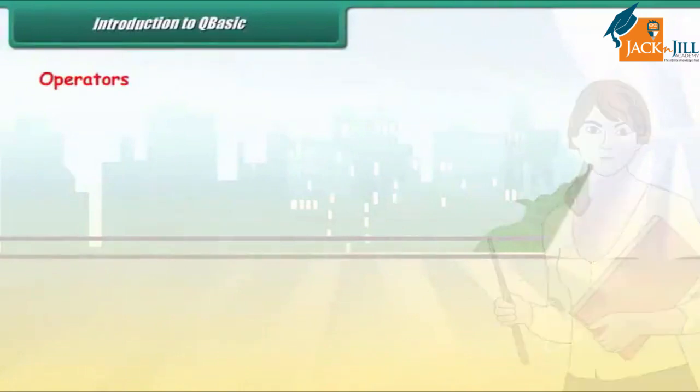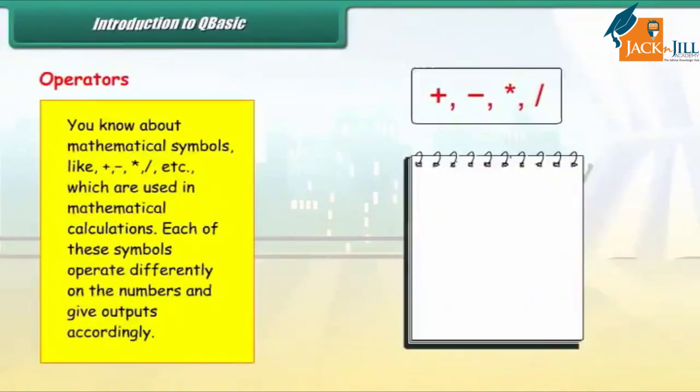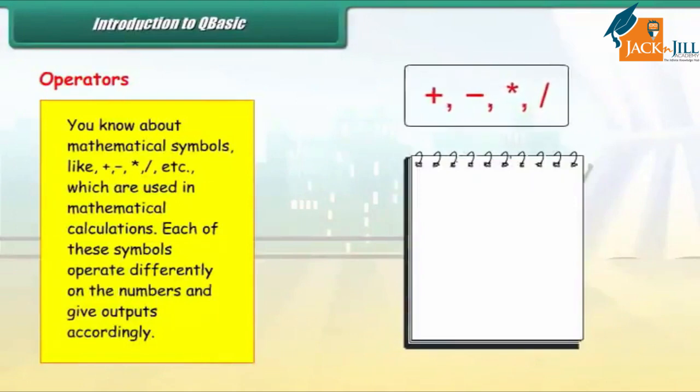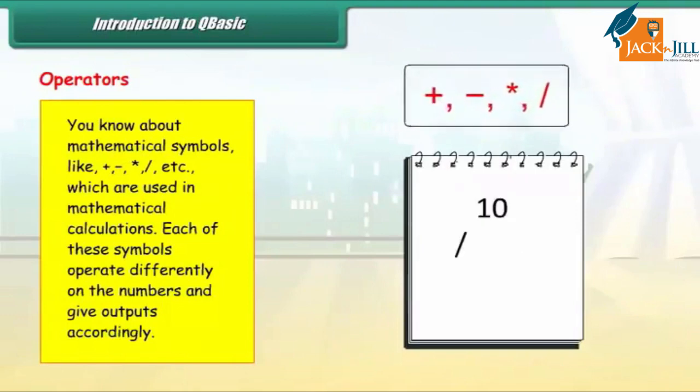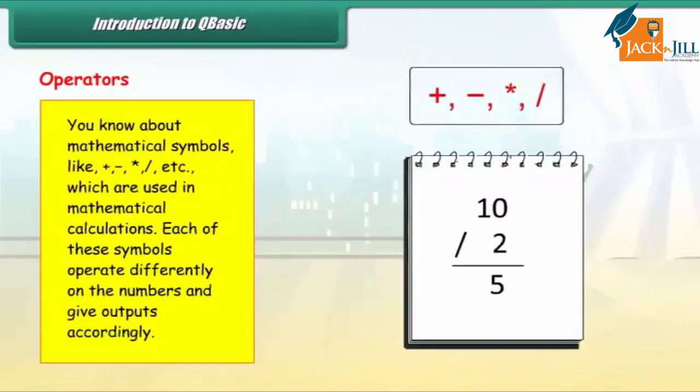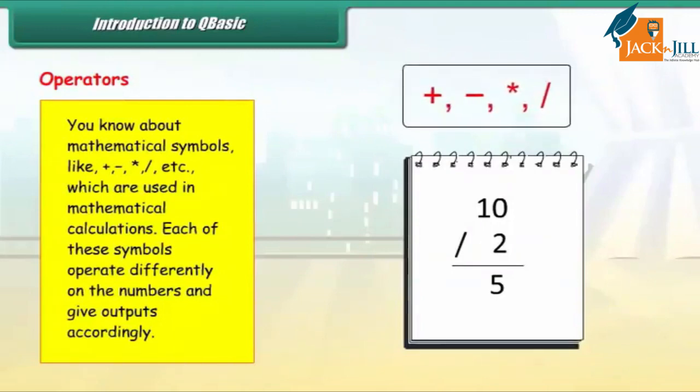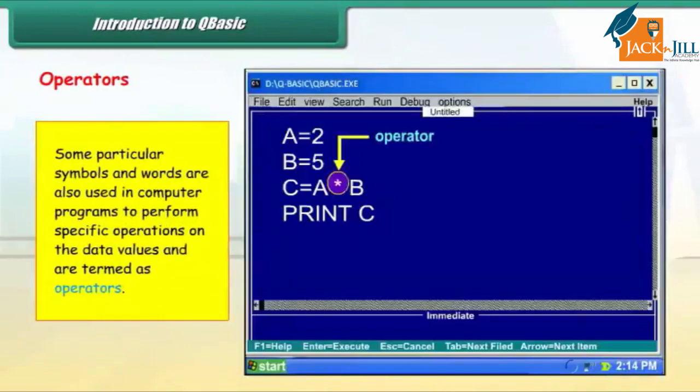Operators. You know about mathematical symbols like addition, subtraction, etc., which are used in mathematical calculations. Each of these symbols operates differently on the numbers and gives outputs accordingly. Some particular symbols and words are also used in computer programs to perform specific operations on the data values and are termed as operators.